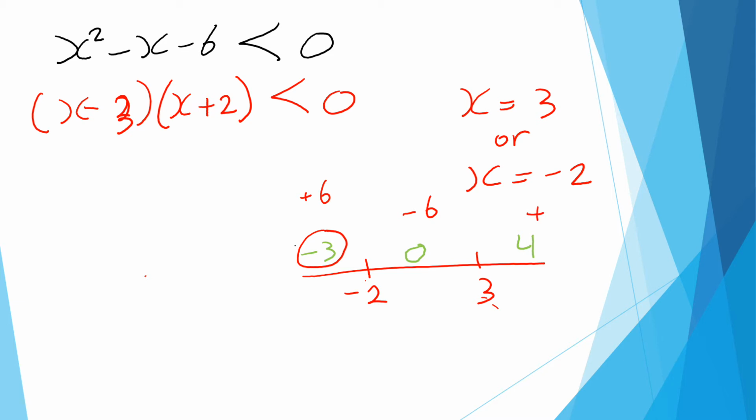So that's why the values between negative 2 and 3 give you a negative value, which is less than 0. So to satisfy this inequality, the solution is x must be greater than negative 2 and less than 3. So that's your solution here, the range of values between negative 2 and 3.